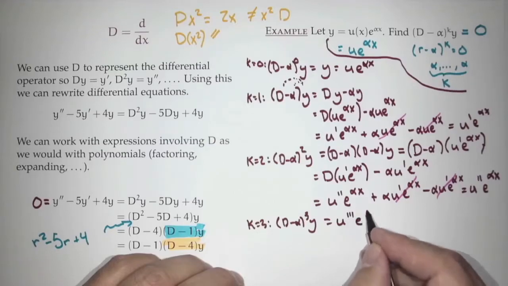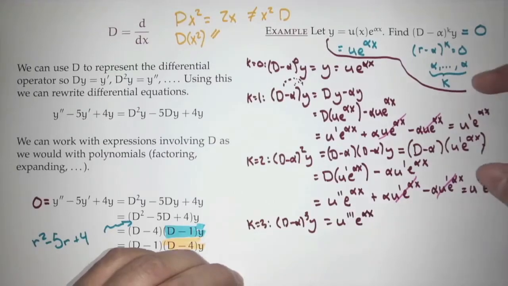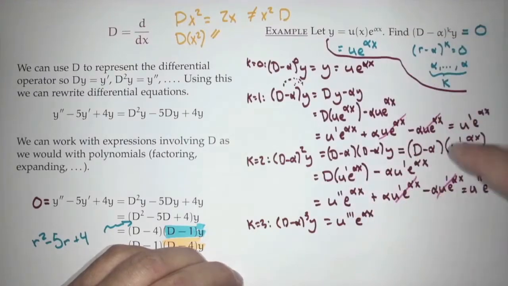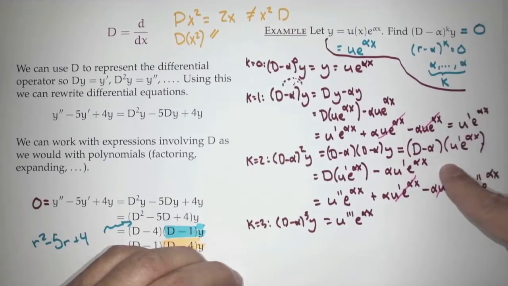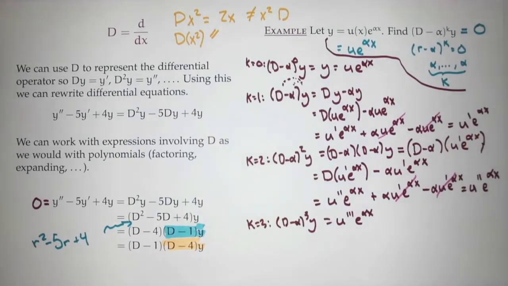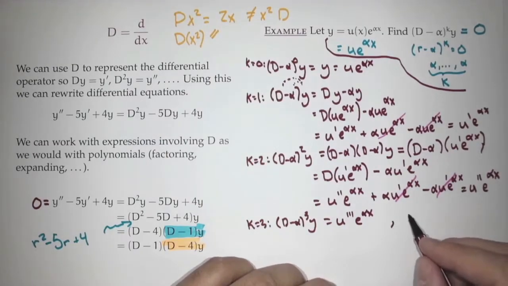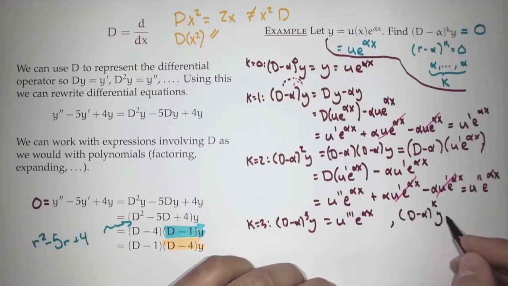And the reason is because if you compare k equals 1 versus k equals 2, it's the same computation other than we added a prime. That was it. Everything else is the same. So therefore, every time we go and add another layer, we just add another prime. So in general, what is d minus alpha to the k times y?